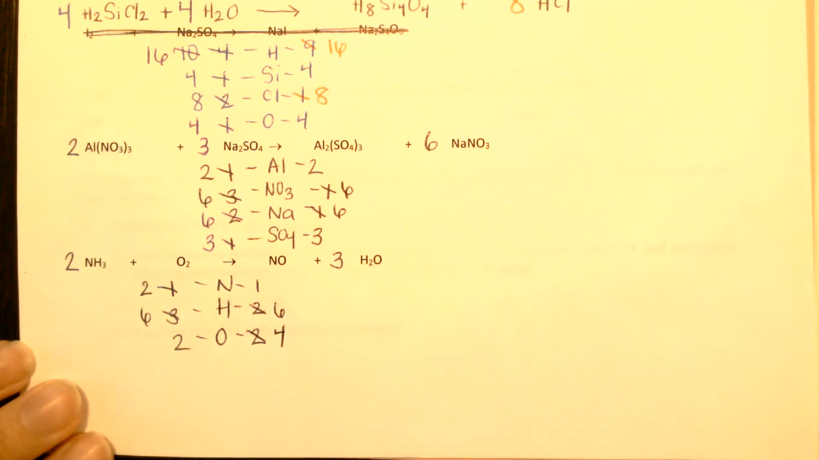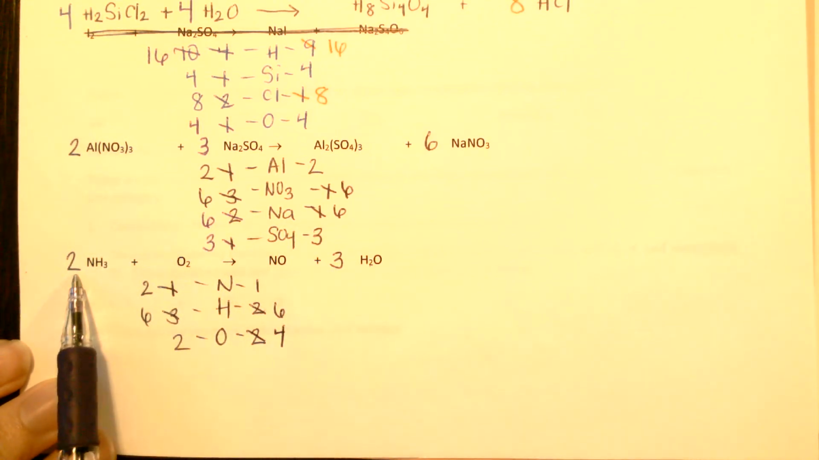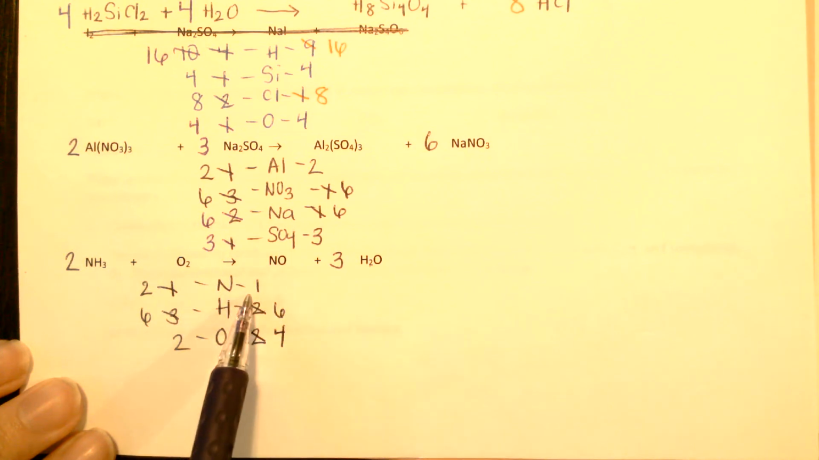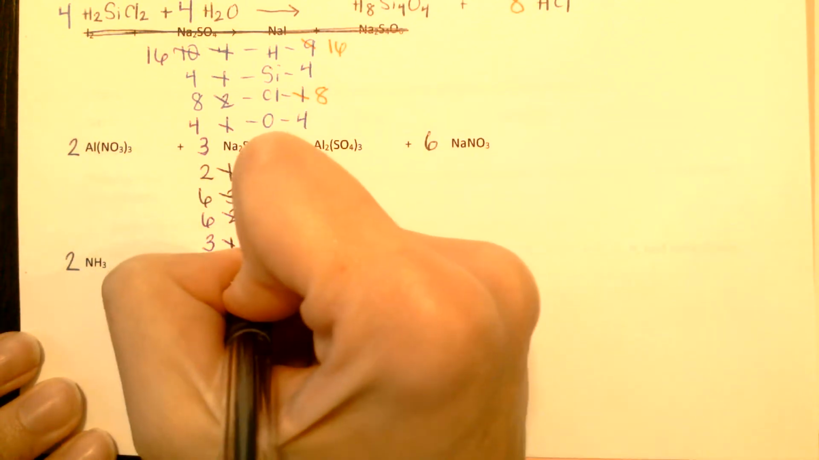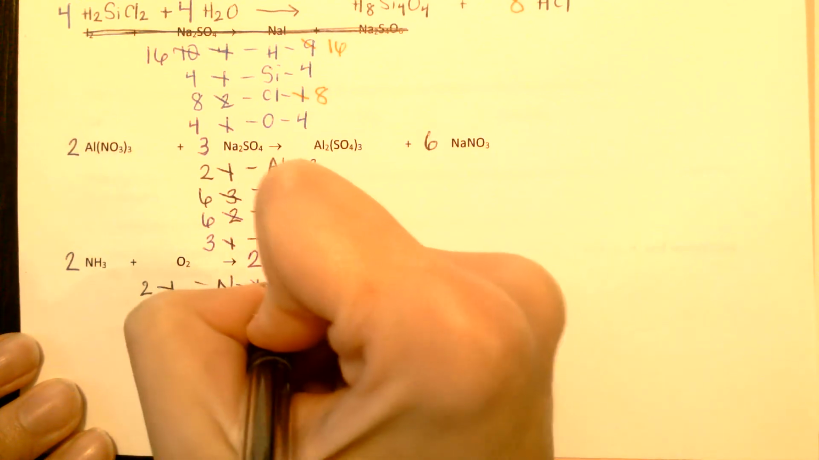Okay, so in our first round, we balanced the hydrogen, but we unbalanced nitrogen and oxygen. So according to our rules, we should save this to the end. So let's move to nitrogen. So we have 2 here. So nitrogen is right here. So to make 2 over here, we're going to put a 2 here. So 2 times 1 gives us 2.